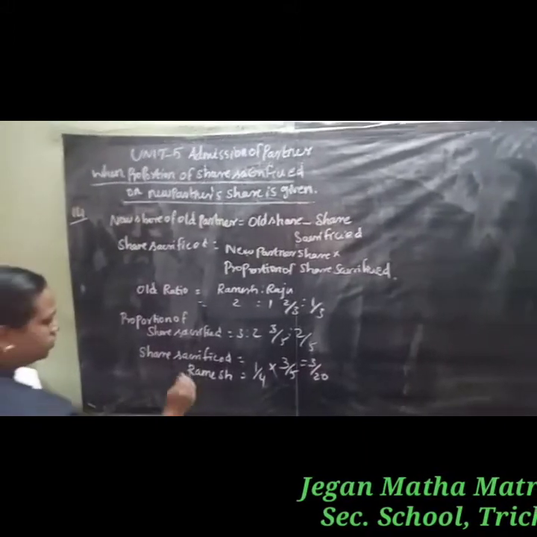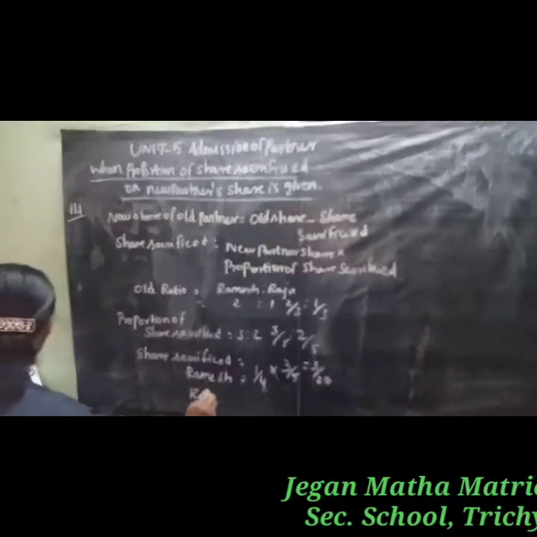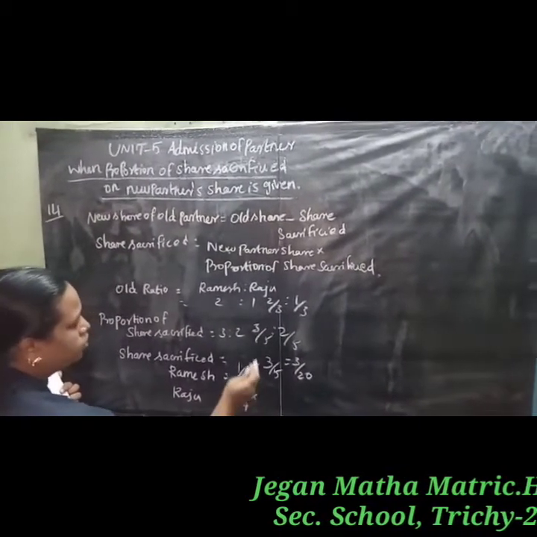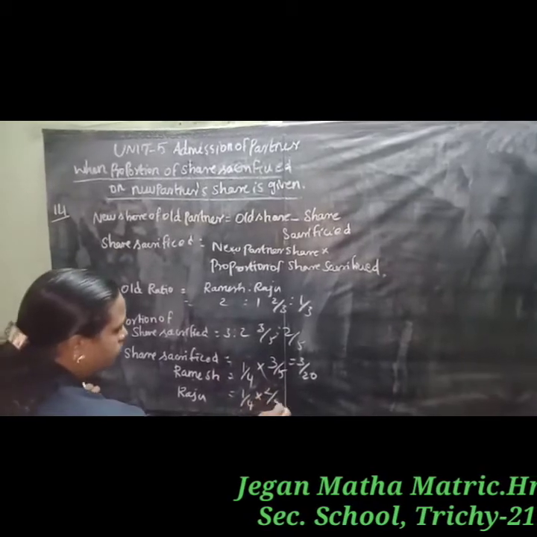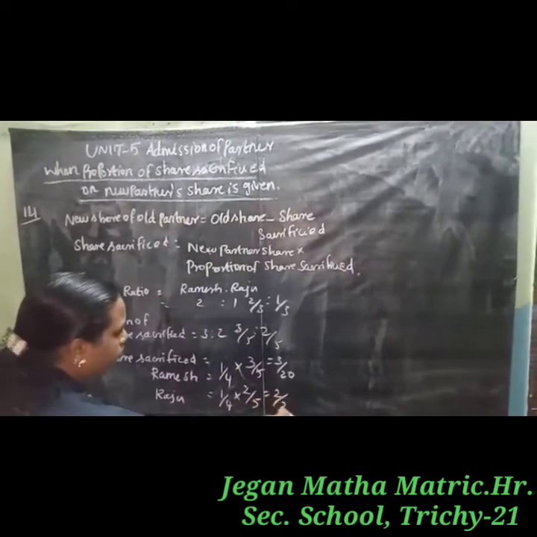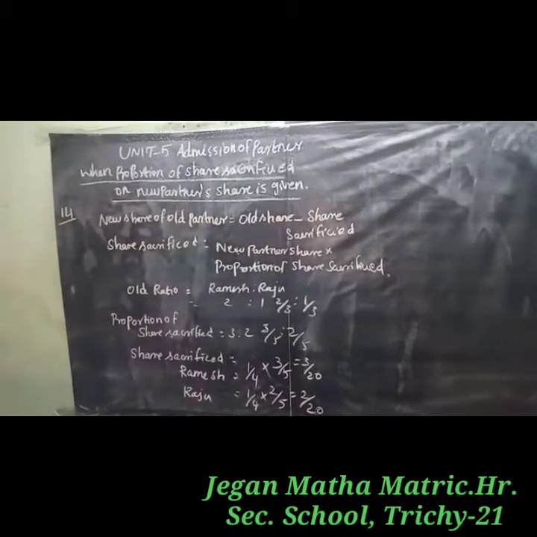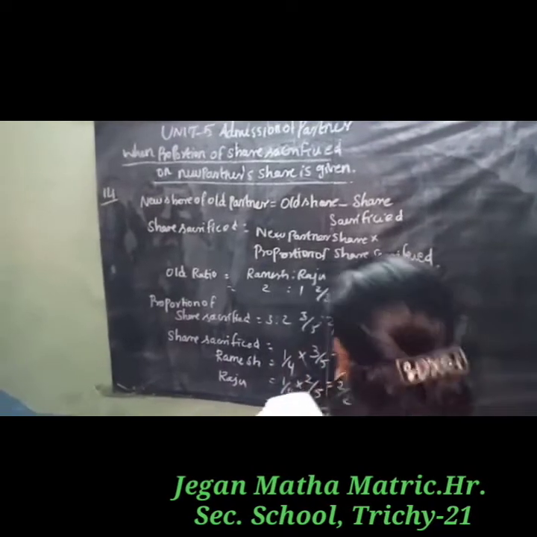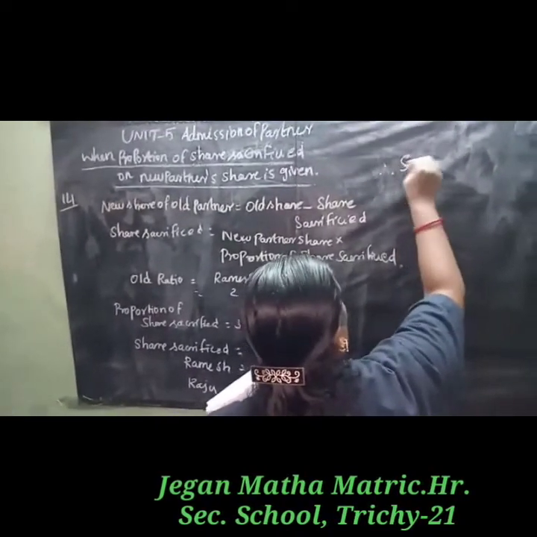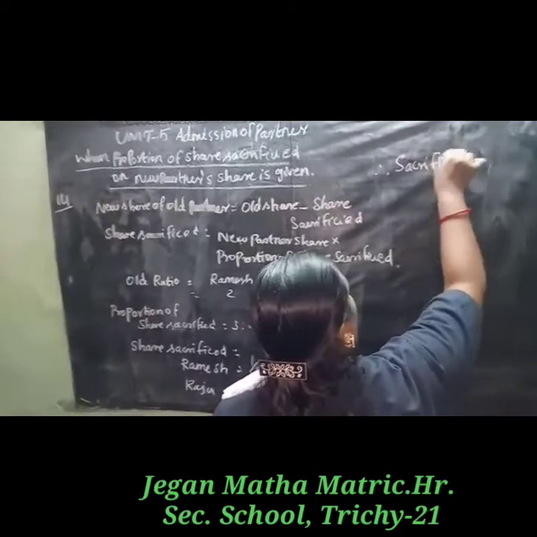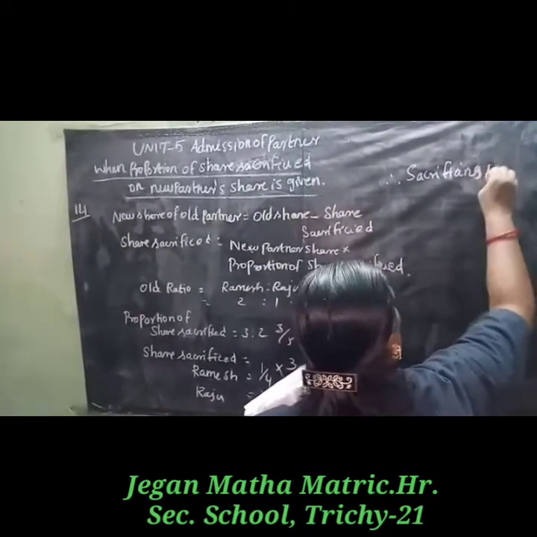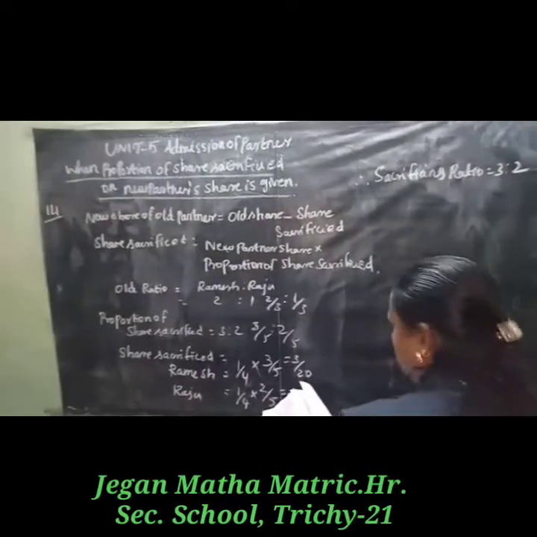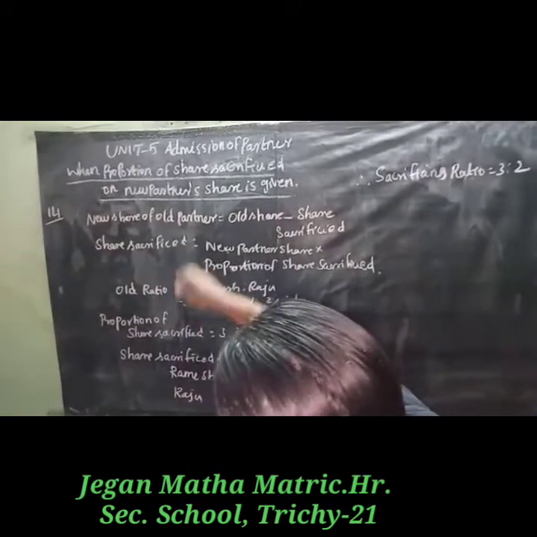Next we find the share sacrifice for Raju. The new partner share is 1/4, and the proportion of share sacrifice is 2/5. So 1 2s are 2, 4 5s are 20. So the sacrifice of Ramesh and Raju is 3/20 and 2/20. Therefore the sacrificing ratio equals 3:2.